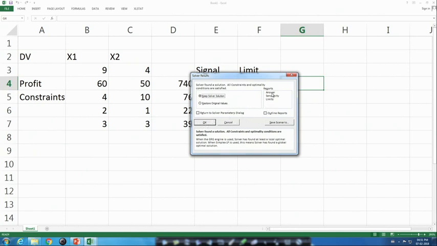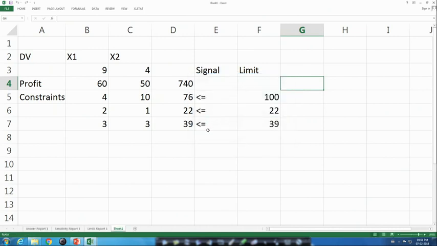Here there are 3 options: answer, sensitivity and limits, and we are selecting the answer option. Of course, the sensitivity part we will discuss after this particular solution. So, let us see what the solution looks like. Initially these two are blank. Now it has the entry. That means the entry is 9 for x1 and 4 for x2.